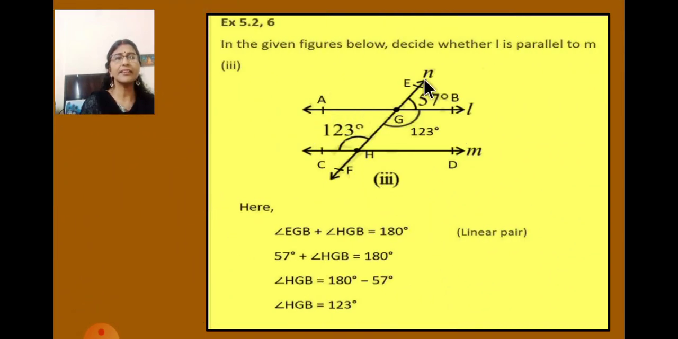Now third part, here you can see again we have to find out whether line L and M are parallel or not. So first this is the angle given, 57 degree. We will take these two angles first. So angle EGB plus angle HGB is equal to 180 degree. You can see it is forming a linear pair. So 57 degree plus angle HGB is equal to 180 degree. So angle HGB will be 180 minus 57, that is 123. So here it's written 123. We got this 123. You can write here 123 degree.